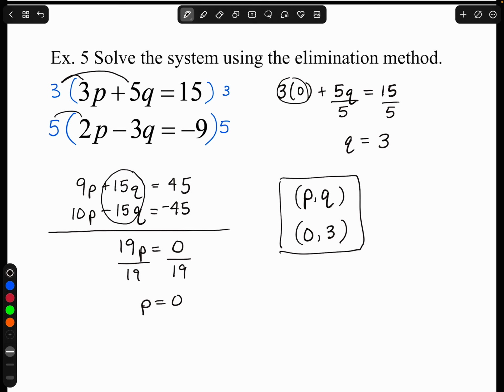If you have questions on this, please make sure you reach out. If you're wanting to check your answer, remember we'll take that 0, 3 and plug it into the other equation that we didn't really use. We used the first equation up here, so we'll use the second equation to check it. We'll use 2p minus 3q equals -9. So it would be 2 times 0 minus 3 times 3 is equal to -9. And 0 minus 9 is -9, so we know that it is correct.